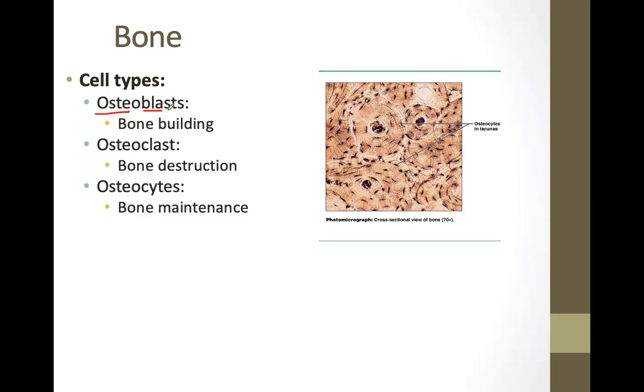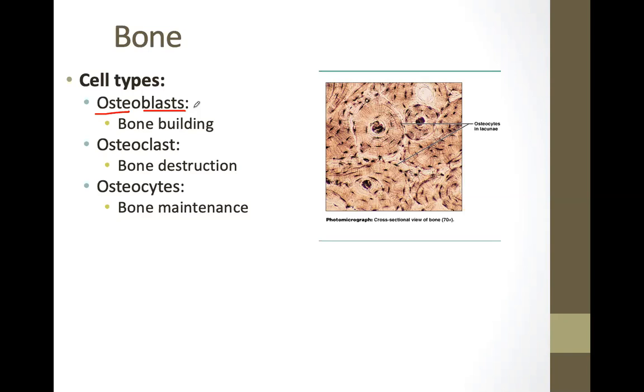Anybody know what the word blast implies? It doesn't mean blasting something apart, guys. That's not what it means, so don't write that. It's not an explosion. Blast means immature. In Latin, blast implies immature cells. So basically, baby bone cells are called osteoblasts, and they're essential for bone building. So osteoblasts are immature bone cells, essential for building bones.